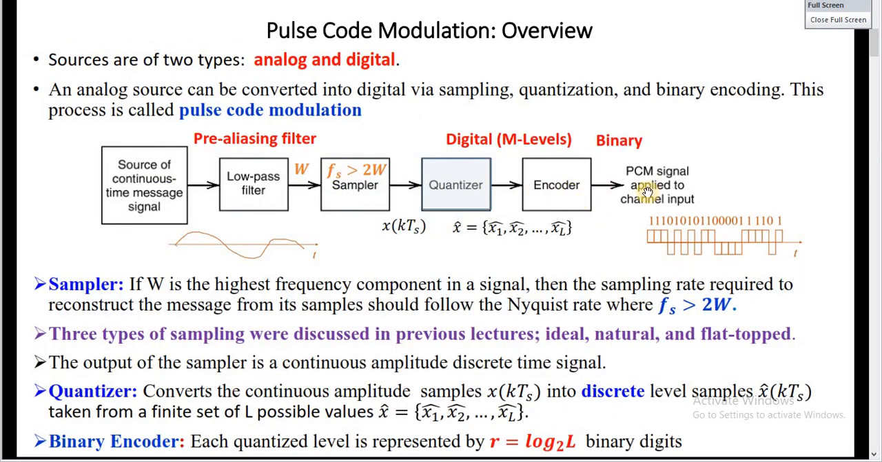The next step is the assignment of binary digits, ones and zeros, to the output of the quantizer. In our case, the quantizer output assumes only two values, two levels, which means that we need only one binary digit to represent the quantizer output. So for 0.5, we have chosen to represent it with digit 1 and minus 0.5 with digit 0.